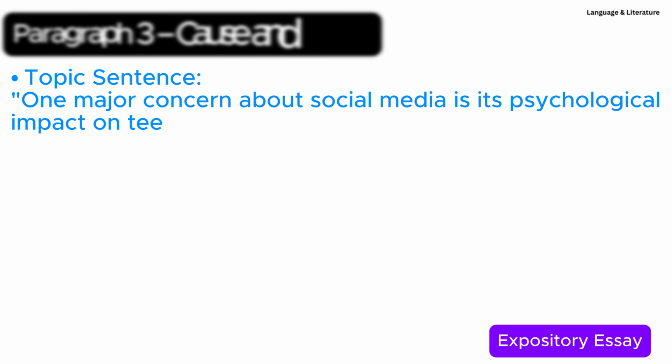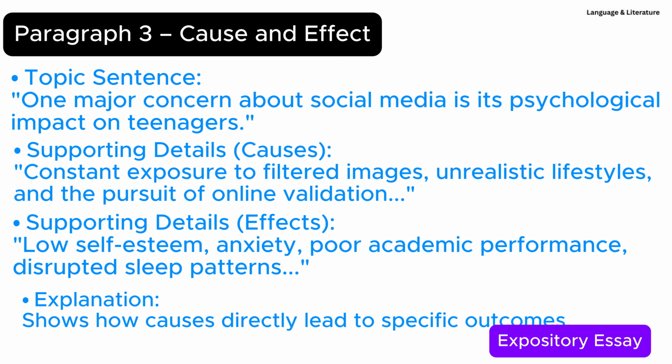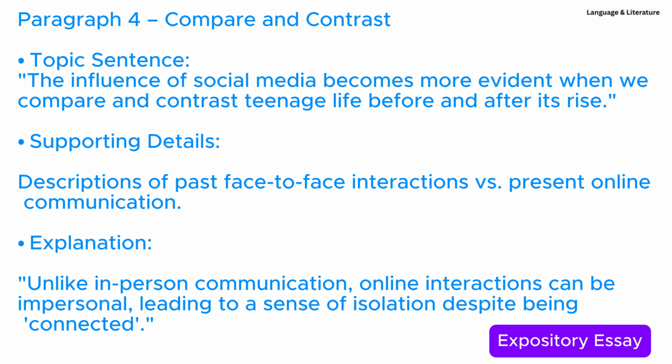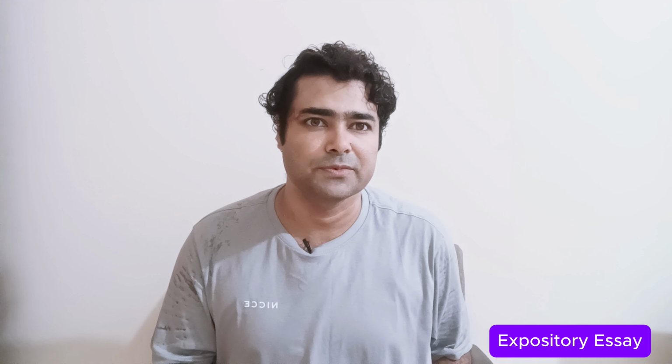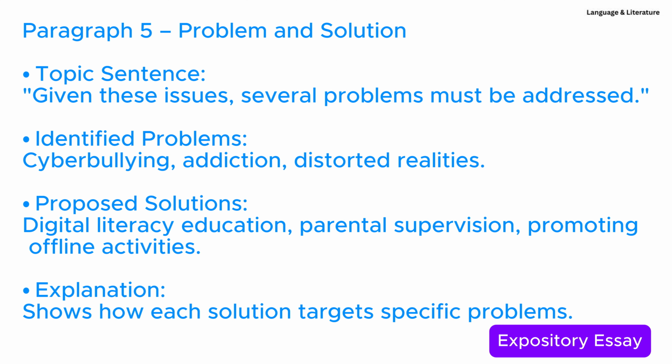The thesis statement tells that you are going to write about cause and effect. So let's go to the next section, the cause and effect paragraph. In this paragraph you also should start with a topic sentence, and this topic sentence has to be supported by supporting details, causes, and supporting details, effects, and you have to provide explanation also. And then in the compare and contrast section you will follow the same process. In the problem solution paragraph you will also start the paragraph with a topic sentence, and it has to be supported by identifying problems, and you have to propose the solution and provide the explanation.